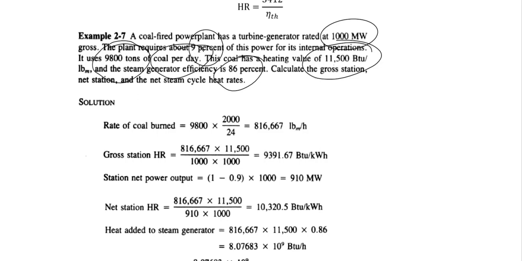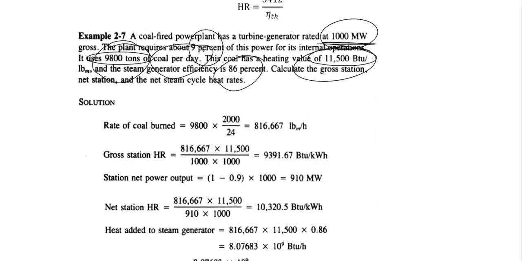One important thing I need to discuss in this example is, imagine we have a 1,000 megawatt coal power plant. With a bituminous coal which has a calorific value of 11,500 BTU per pound mass, the coal required for that power plant would be 9,800 tons of coal per day.